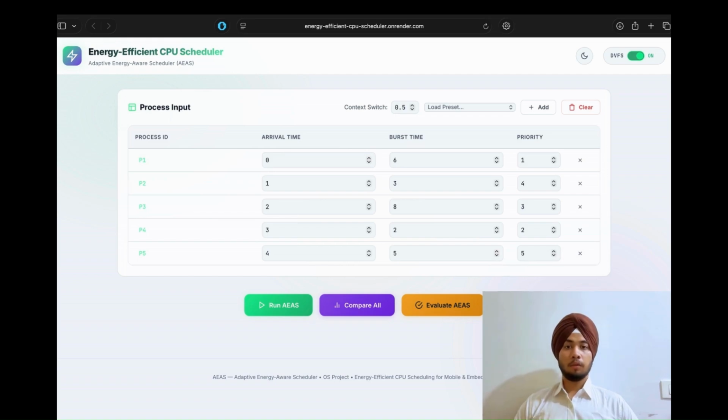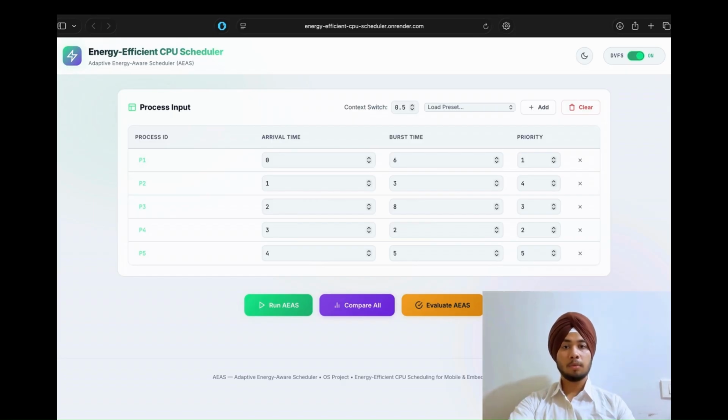Hello everyone. We are here to present our operating systems project titled Energy Efficient CPU Scheduling Algorithm. Our team consists of 3 members, and in this project we focus on designing a CPU scheduling algorithm that reduces energy consumption while maintaining performance.